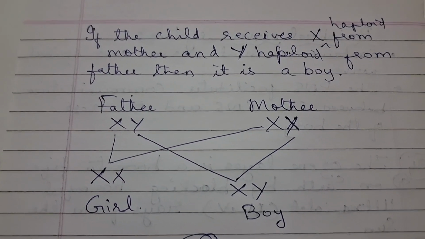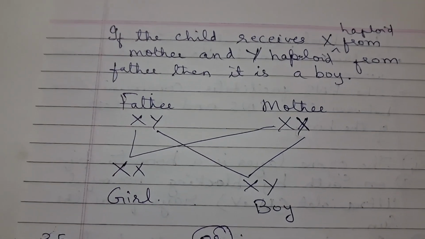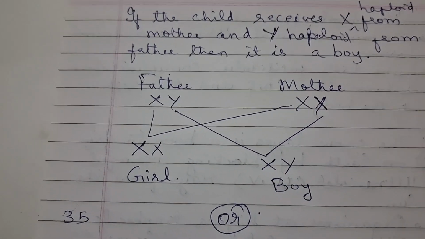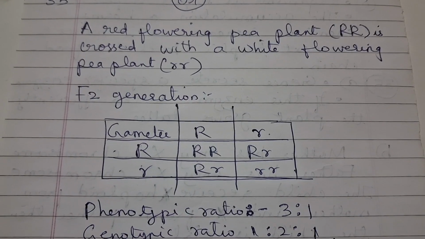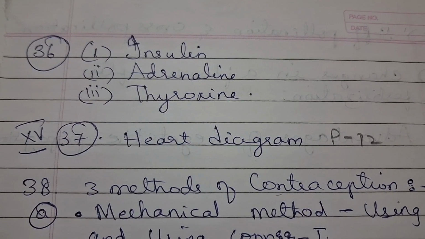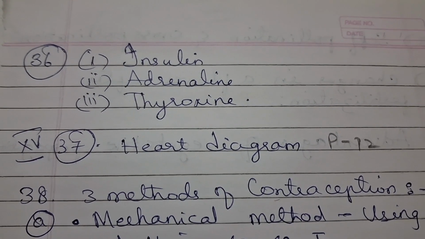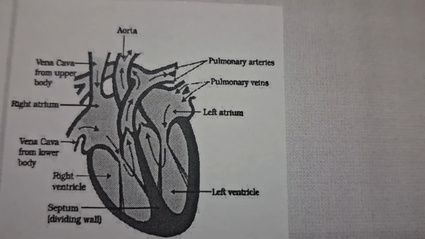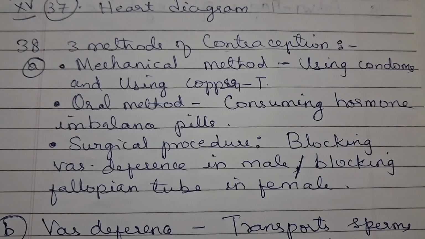35B, explanation, father, mother. Even if you write this part showing this, marks are there. So you can just attempt it. 35 OR question, phenotypic ratio and genotypic ratio. 36, answer. 37, heart diagram. 38, 3 methods of contraception. Frequently asked question.